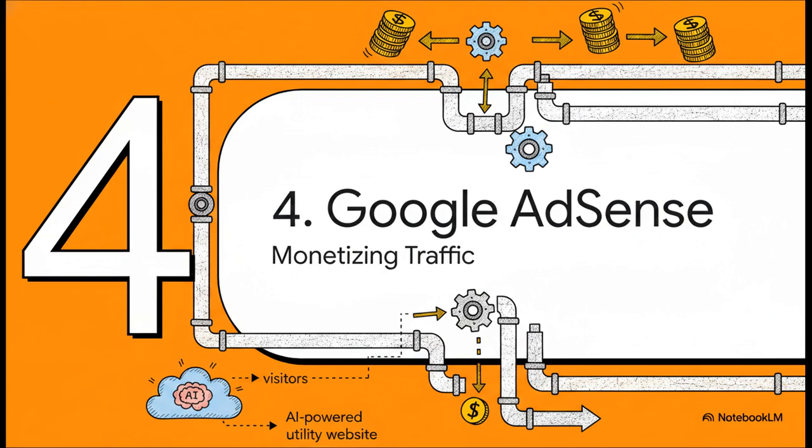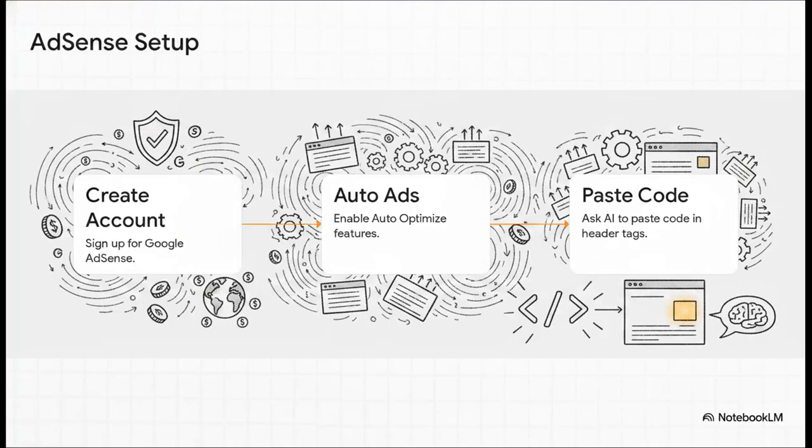Next up, Section 4, Monetizing with Google AdSense. This is where we connect the plumbing that actually gets you paid, and the process is incredibly straightforward. Step 1, create a free Google AdSense account. Step 2, connect your new domain and flip on Auto Ads and Auto Optimize. This lets Google's algorithm automatically find the most profitable yet least annoying places on your site to display their ads.